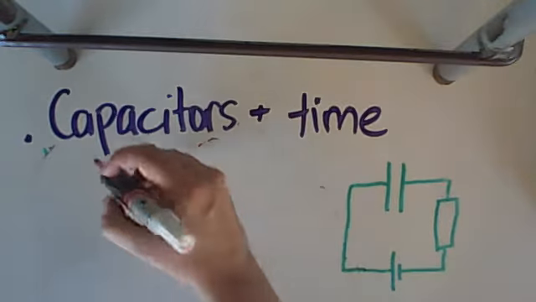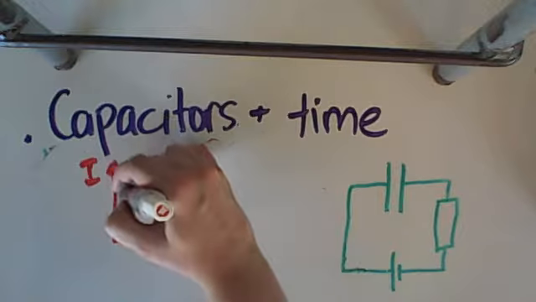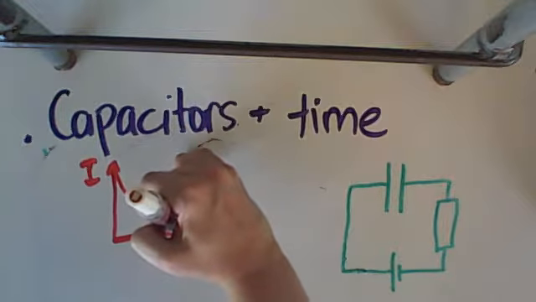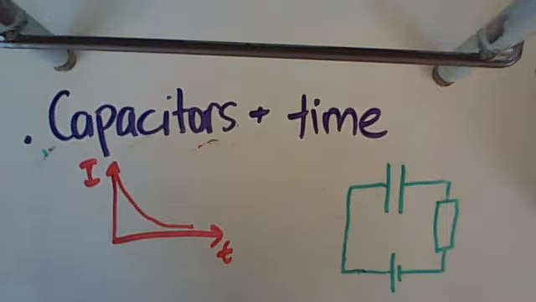So over time, the current will start big and it will quickly get small because it's hard for the charges to get onto the capacitor now. It's hard for the charges to flow. Therefore, the current will get smaller and smaller.